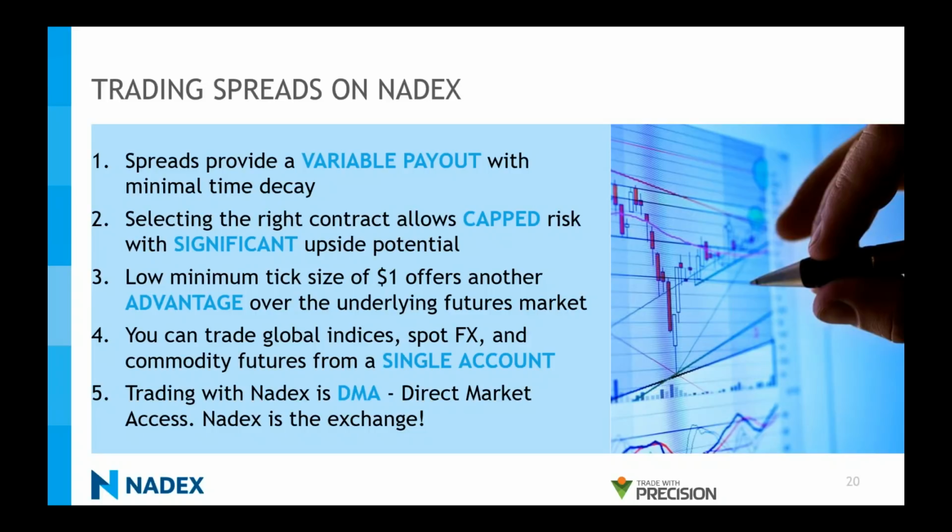Here it makes sense to get started with a very small trading account and still be able to apply proper risk management, much, much better than shooting for futures or stocks, for example. You can trade global indices, spot FX, and commodity futures from one single account. This was now the big daddy of them all, the S&P 500. You can trade the German stock market, the DAX. You can have access to commodity markets. You have a very good broad range of markets available for trading here at Nadex.